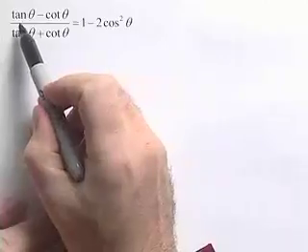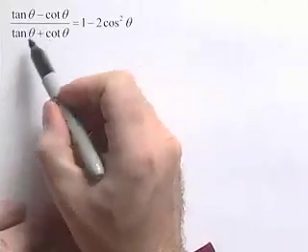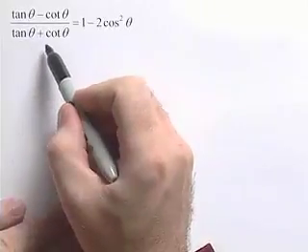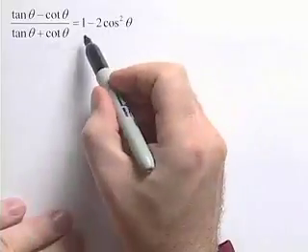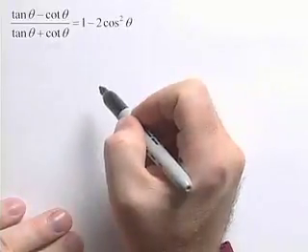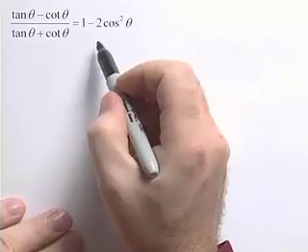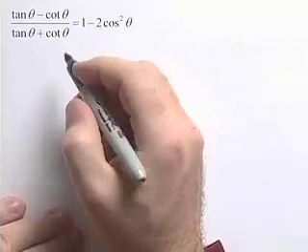For this problem, we're going to, again, verify a trigonometric identity. We want to show that tangent of theta minus cotangent of theta divided by tangent of theta plus cotangent of theta is equal to 1 minus 2 cosine squared theta. We can start with either side. We're again going to just start with the left-hand side.